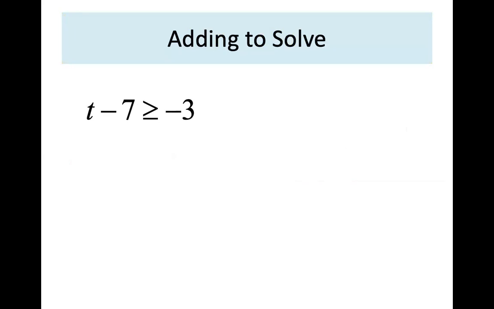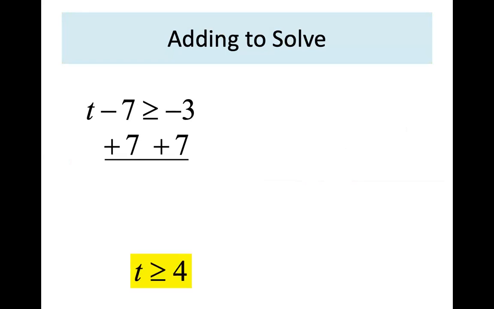All right. Who's my guinea pig now? Angie, go. Where's the variable? Left or right? What do we got to get rid of? That's not 7. Negative 7. How do we get rid of negative 7? Let's add 7 to both sides. Be careful. What do we get? 4. So we get t greater than or equal to 4.